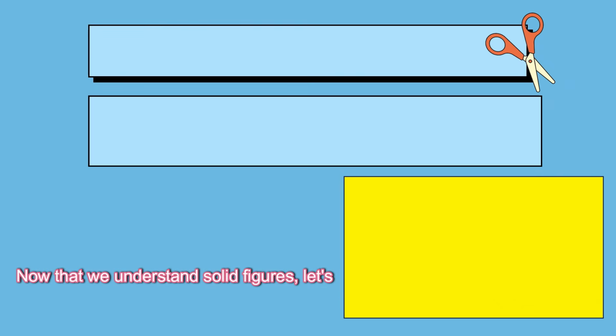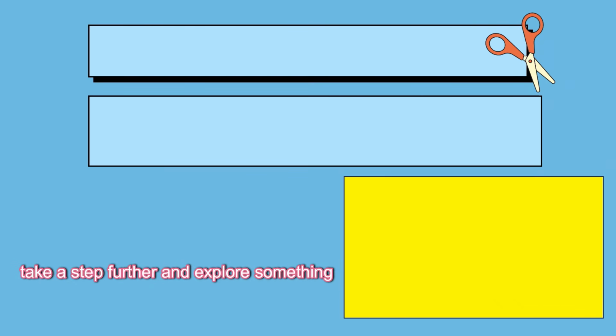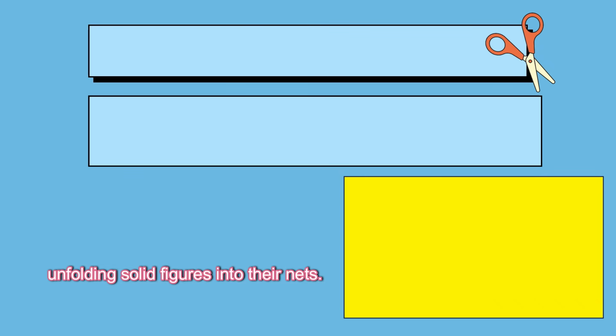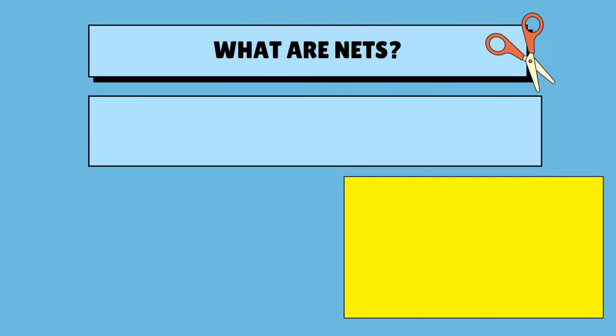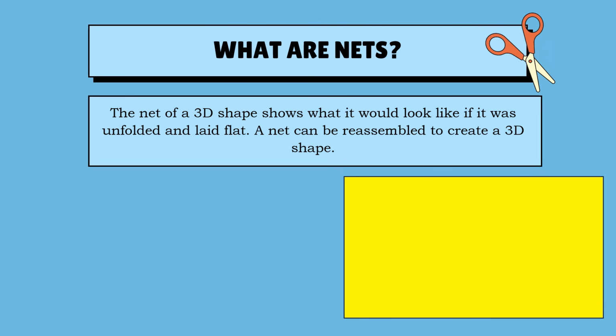Now that we understand solid figures, let's take a step further and explore something exciting: unfolding solid figures into their nets. What are nets? The net of a 3D shape shows what it would look like if it was unfolded and laid flat. A net can be reassembled to create a 3D shape.